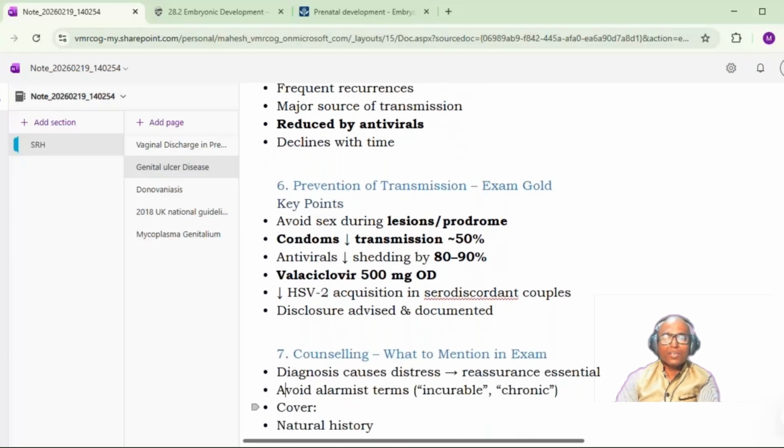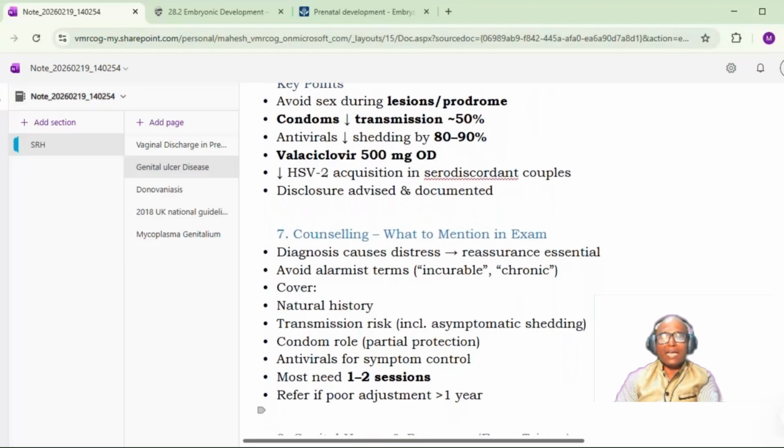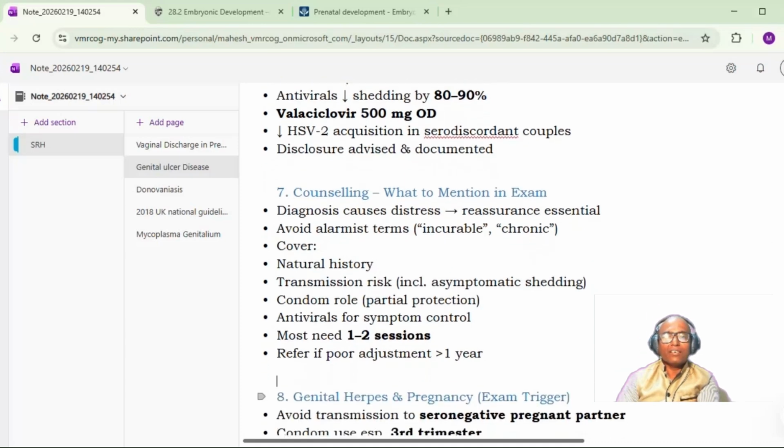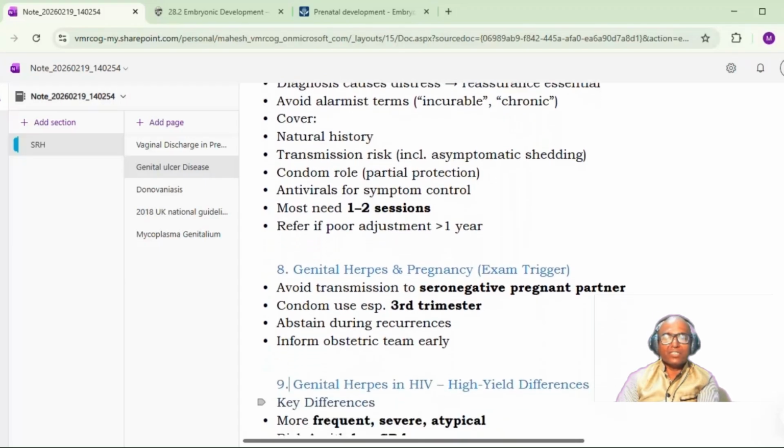So you have to counsel the patient. Diagnosis causes distress and reassurance is essential. So avoid alarmist terms like it is incurable or it is chronic. We have to give the natural history, then transmission risk, mentioning there can be asymptomatic shedding, the role of the condom, the role of antiviral we need to discuss, and mostly 1 to 2 sessions of counseling are needed. Refer if there is poor adjustment after 1 year.